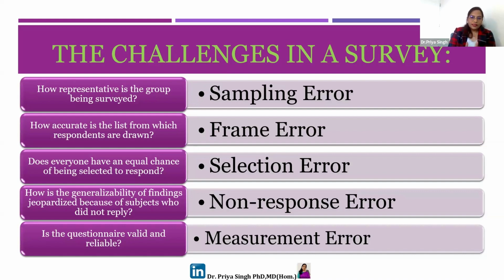For example, let's consider that you are conducting a patient satisfaction survey in a hospital and you survey only patients from a single ward, say the maternity ward. This would mean your study wouldn't represent the experience of patients in other wards, right? Say emergency, oncology, others. So to avoid sampling error, you must make sure that your sample covers all relevant patient groups, right?